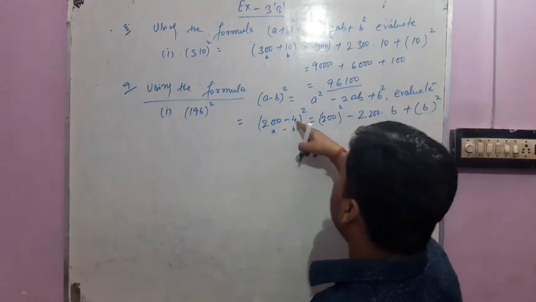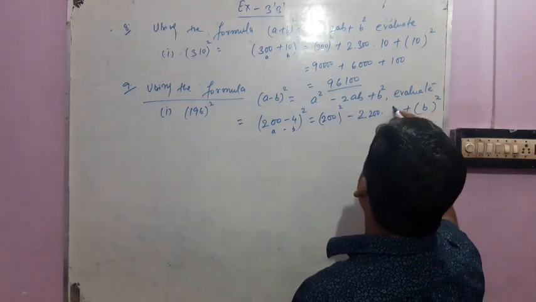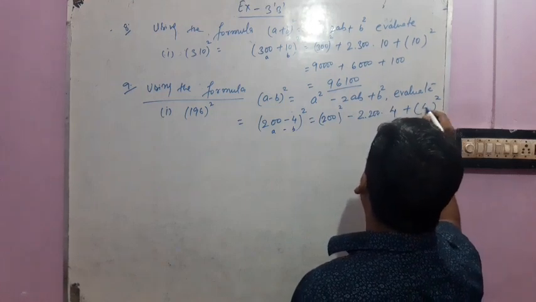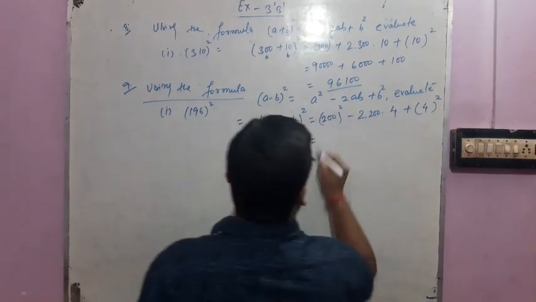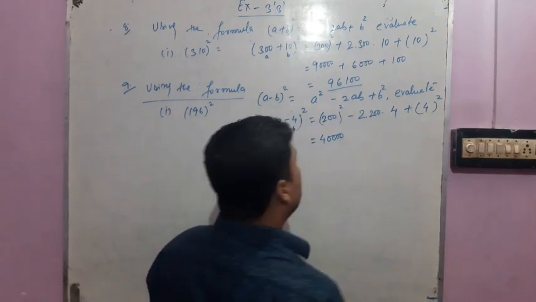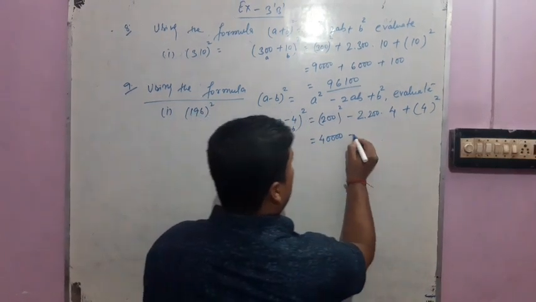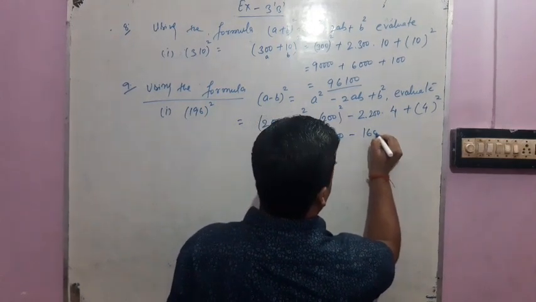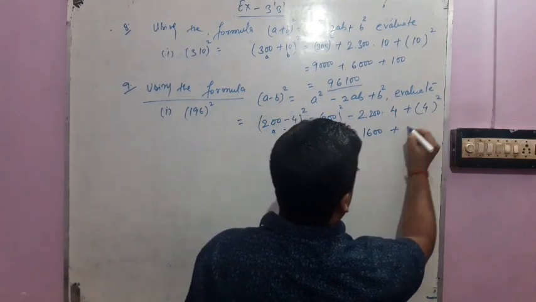Now what have we considered? B is 4, so in the place of B we have to write 4. Now we have to solve it. The square of 2 is 4, and the square of 2 zeros, as I told you earlier, is 4 zeros. Now 4 times 4 is 16, so 1600, and the square of 4 is 16.